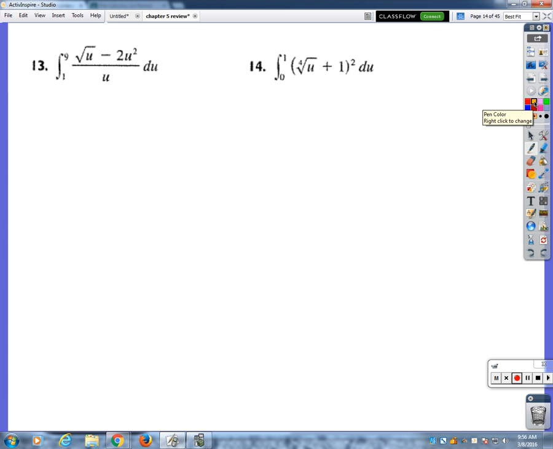So 13, what'd you do? Is it u equals square root of u minus 2u? How about this? Ready for mind blown? No u substitution necessary. Because I can go the square root of u divided by u is going to be u to the negative 1/2. And then if I go 2u squared divided by u, then that's minus 2u du. And I can figure out the antiderivatives of those without making any u substitution at all.